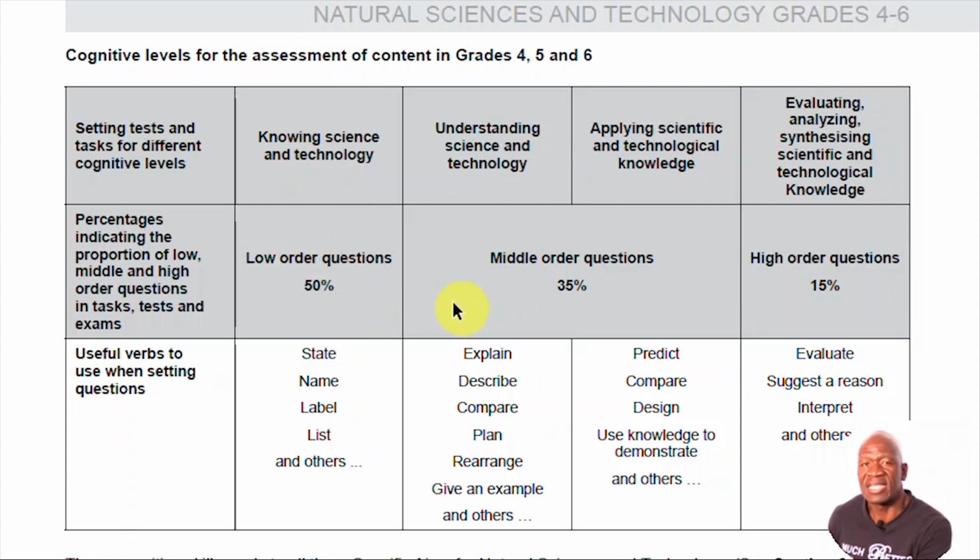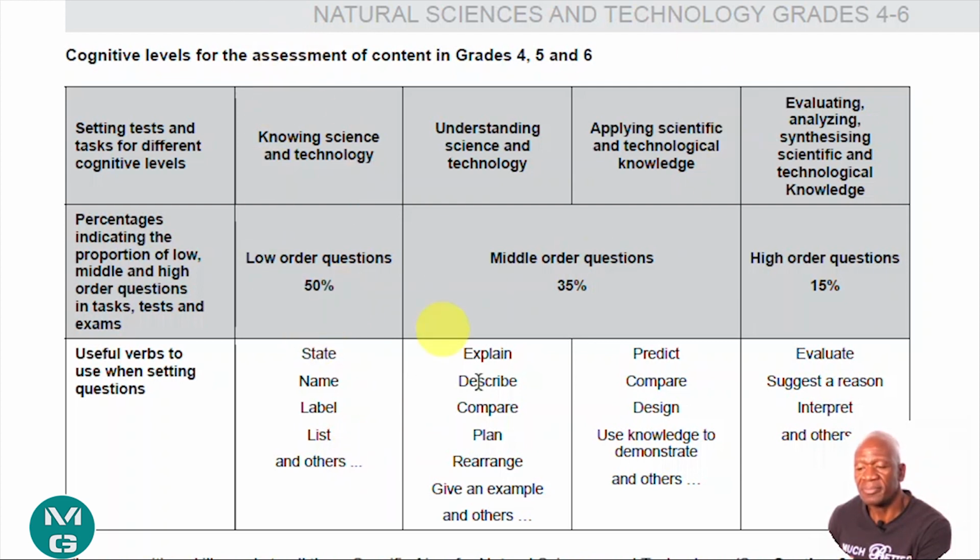Okay, and that is going to be low order questions that are going to form 50% of the total percentage of the entire question paper or the formal task. Okay, and here that is wherein we're going to have questions that are going to expect learners to state, to name, to label, as well as listing. Okay, so this is 50% low order questions.